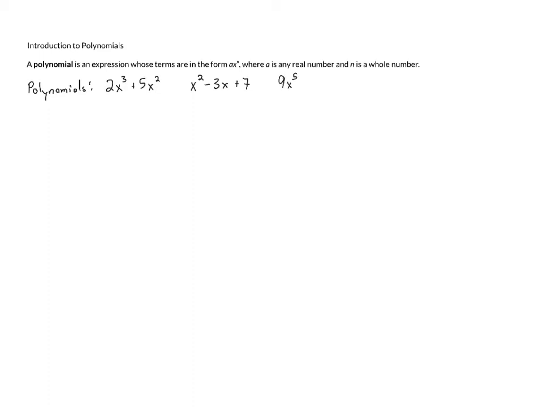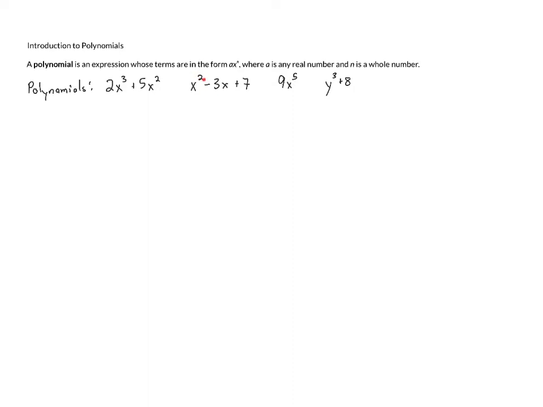9x to the fifth is a third example. And it doesn't have to be x, it can be y. y cubed plus 8 is a fourth example. These are all polynomials. If you look at the terms, it's a number times x to a power, a number times x to a power, and these powers are all whole numbers.